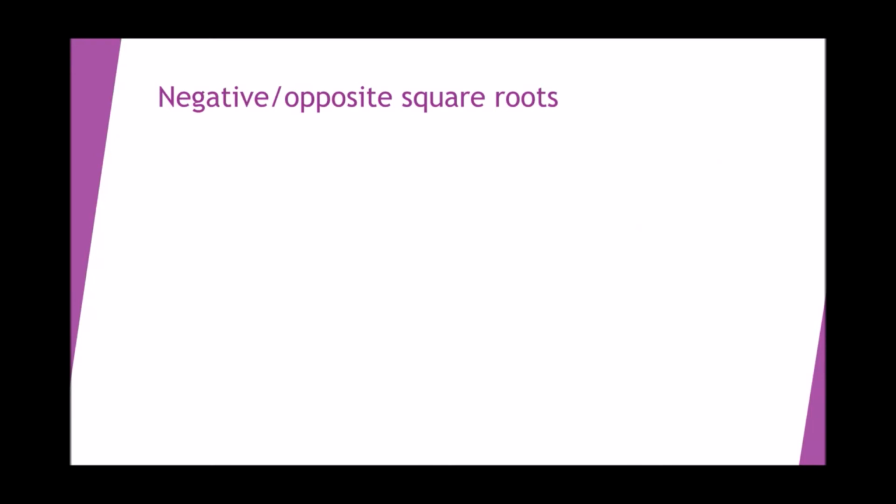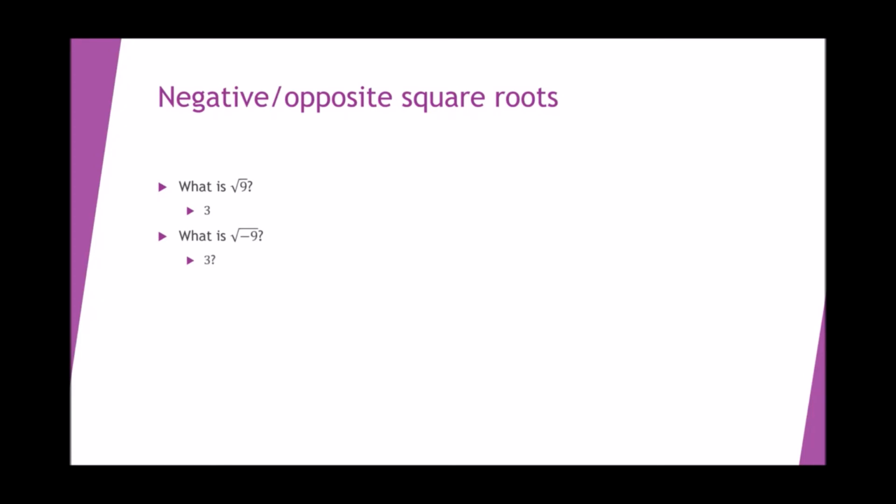Now, what happens when we have negative numbers with square roots? Now let's start with positive again to set up a base. What is the square root of 9? Well, something times something is 9. That is 3. 3 times itself is 9. But now, what about square root of minus 9?